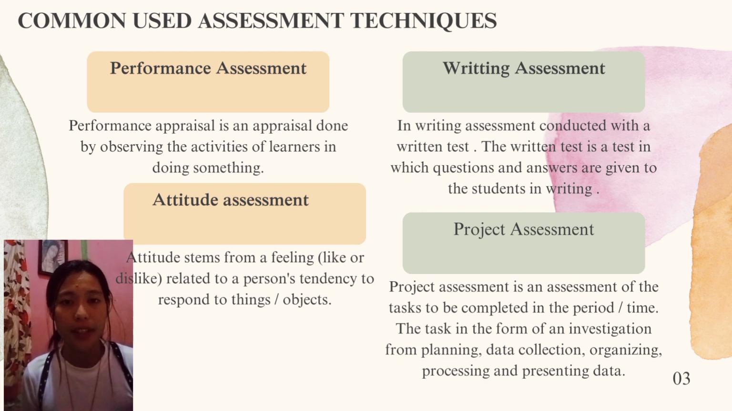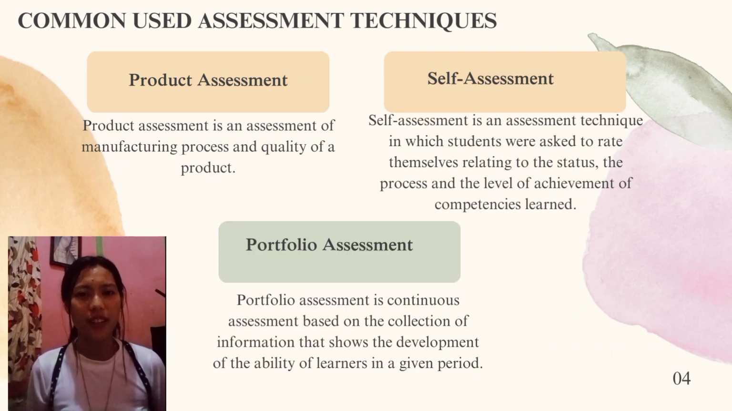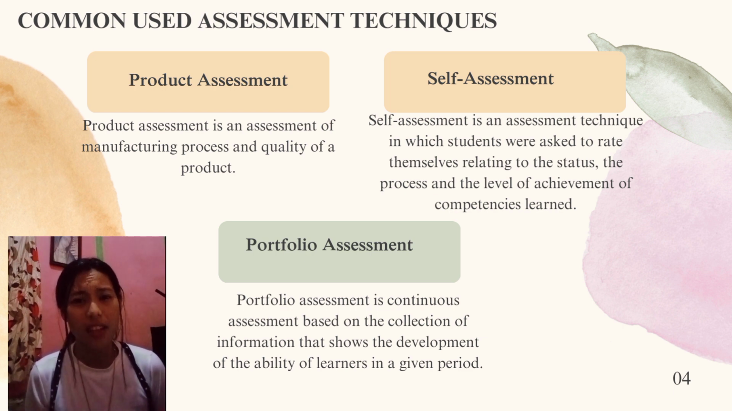Next is the product assessment. It is an assessment of the manufacturing process and the quality of a product. Product assessments include assessing learners' ability to make the products of technology and art, such as food, clothing, works of art like statues, paintings, drawings, and of course, goods made from wood, ceramic, plastic, and metal.